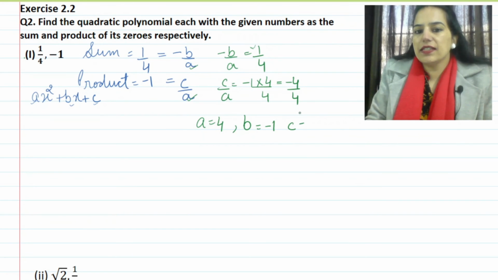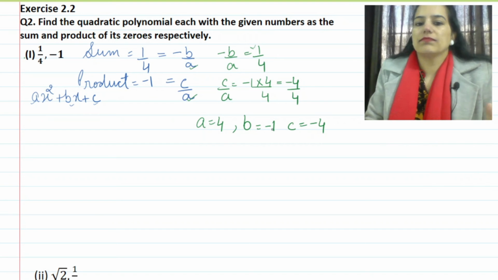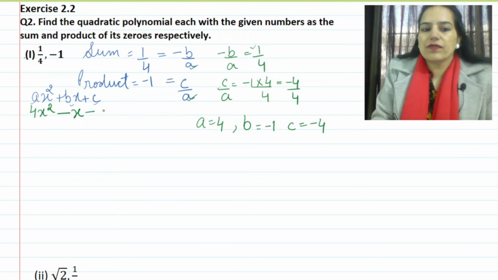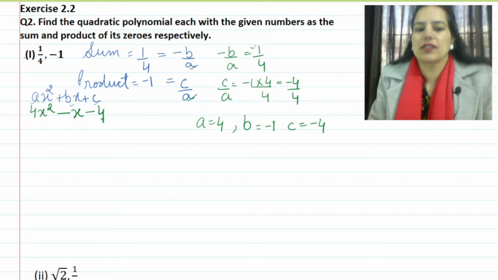And what is c here? Minus 4. So I found all the three values: 4, minus 1 and minus 4. So let's just put the values. a was 4, so it is 4x square minus x minus 4. And that is it. That's your answer.